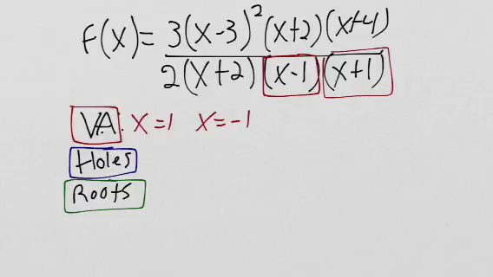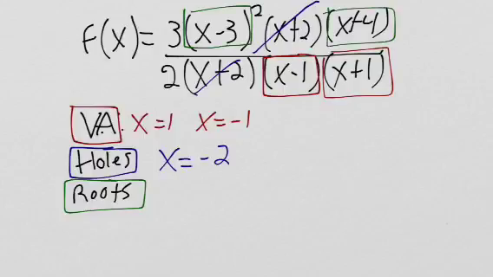Holes are on top and bottom, and we cancel it from our function. So our hole is going to be happening at x equals negative 2. We have to find the y value. We'll come back to that in a second. And then roots are only on top. So we have one right there, at x equals 3, and that is going to bounce. And then we have one at x equals negative 4.